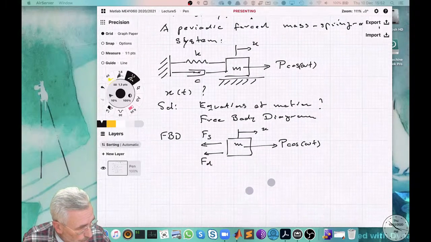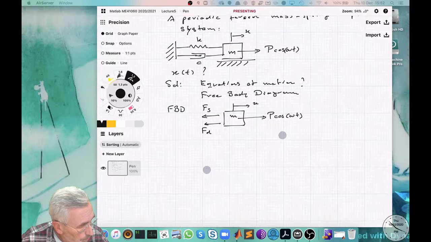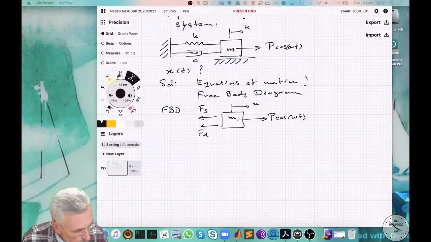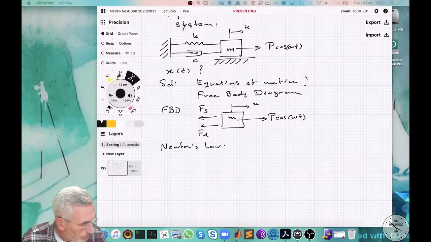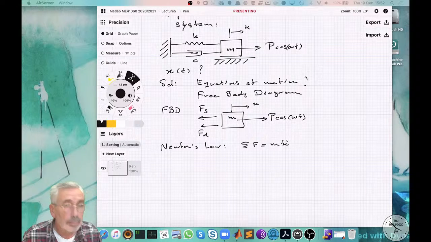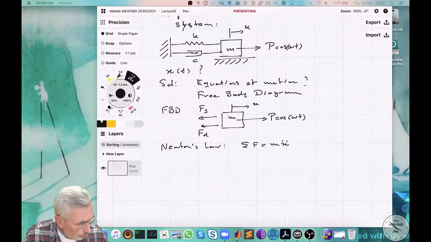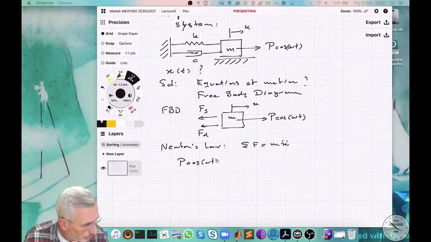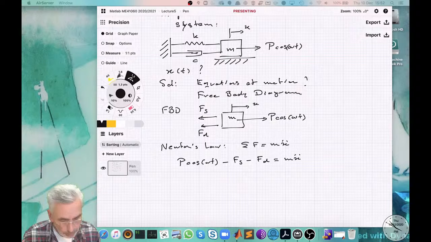Then we write down Newton's law. Newton's law tells us that the sum of the forces equals the mass times the acceleration. Well, what is the sum of the forces? Well, if x is the positive direction, then we have P cosine omega t minus the spring force minus the damper force equals the mass times the acceleration.